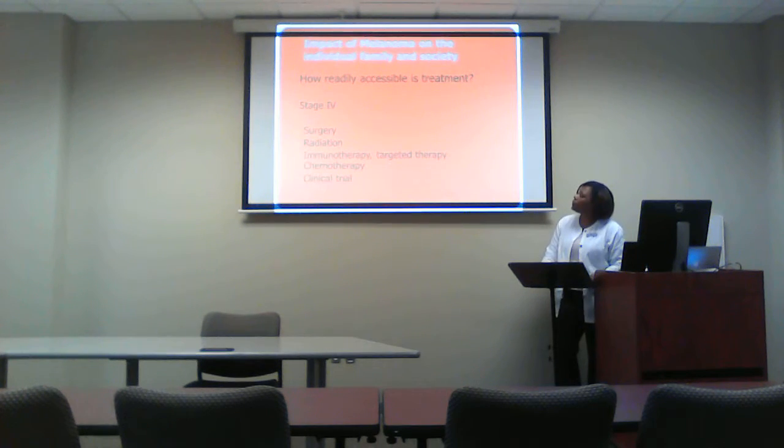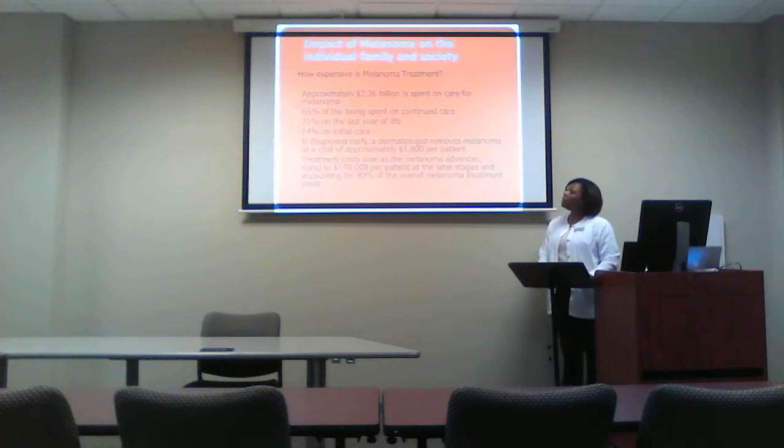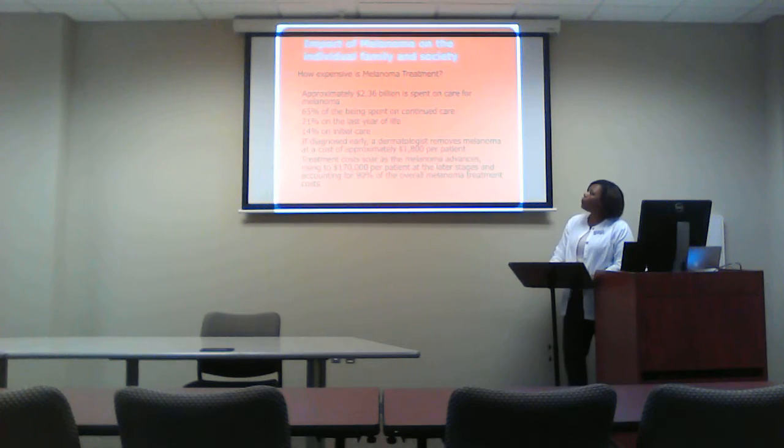Stage 4, you see surgery again. Surgery, radiation, immunotherapy, targeted therapy, chemotherapy, and again, clinical trials. The cost of it. Okay, approximately $2.3 billion is spent on cancer for melanoma. That's huge.